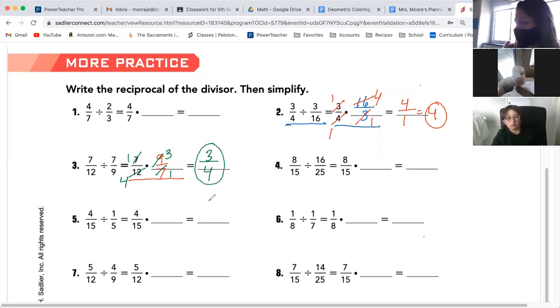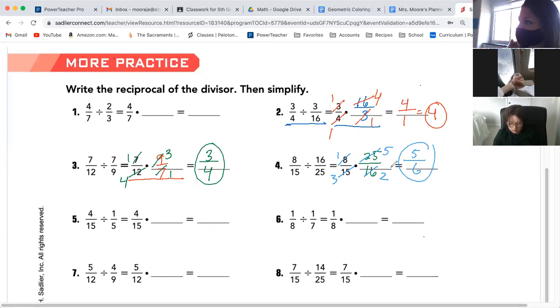All set? All right. Let's rewrite the next one. 8/15 times, what's the reciprocal? Nice. Oh, these can definitely be reduced beforehand. Let's cut down between the 8 and the 16. That leaves a factor of 1 and 2. Between the 25 and the 15, that leaves a factor of 5 and 3. So when you snap across now, what are you left with? 5, 6. And the difference between the numerator and denominator is 1. So you're done. 1 and done.